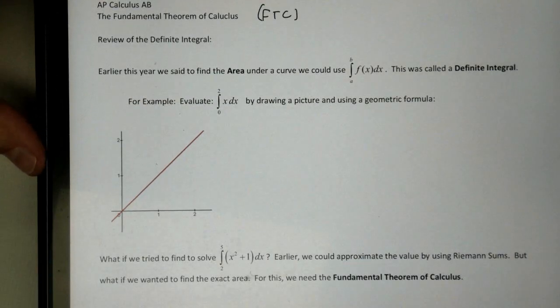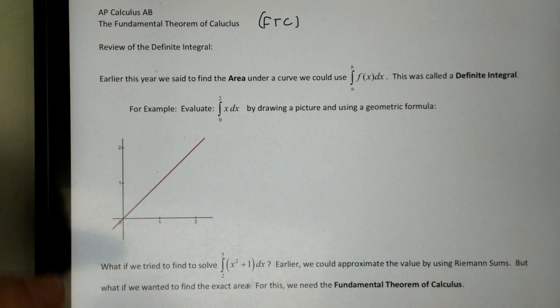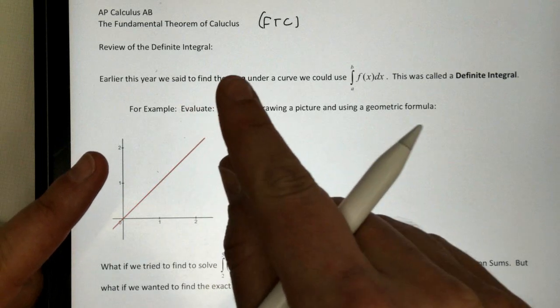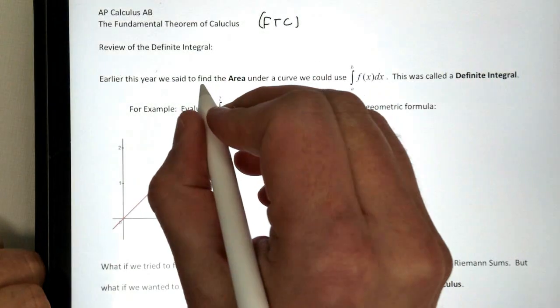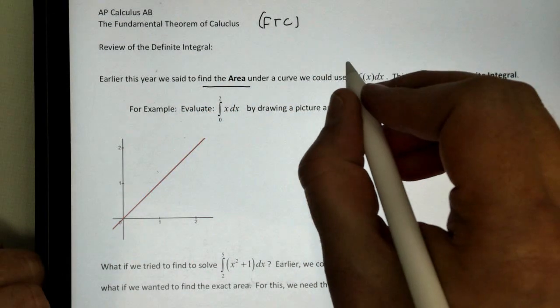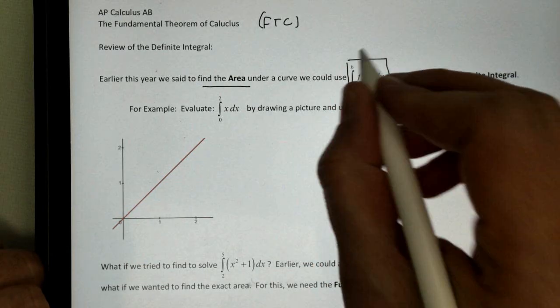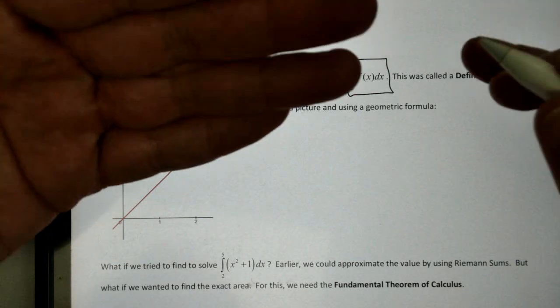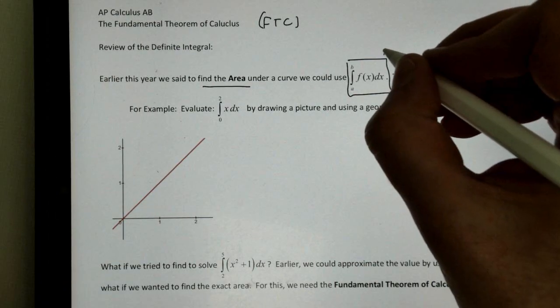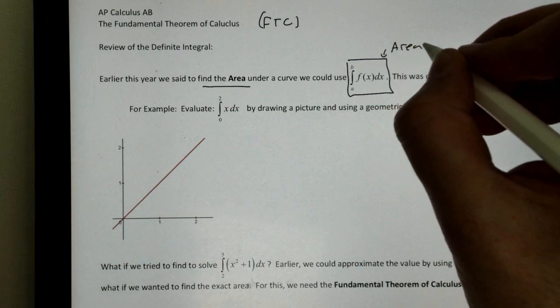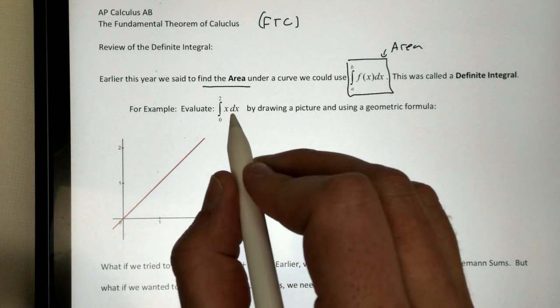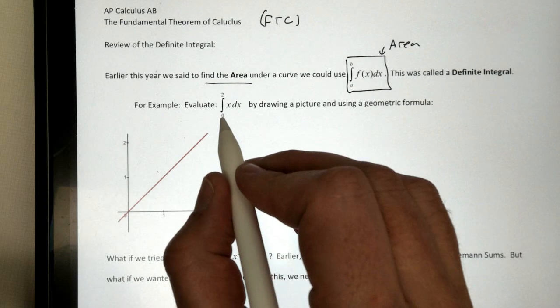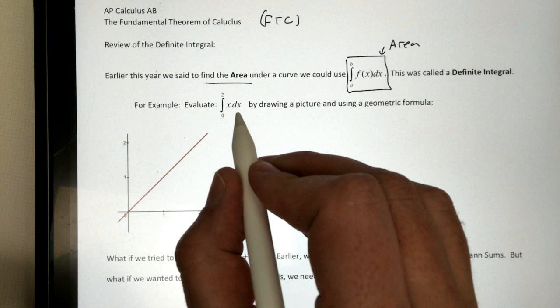The fundamental theorem of calculus harkens back to earlier this year when we said we can find area under a curve by using what we call the definite integral. It was a definite integral, and this finds us area. For example, let's say we want to find the definite integral from 0 to 2 of x dx.